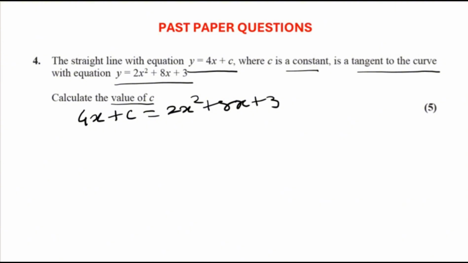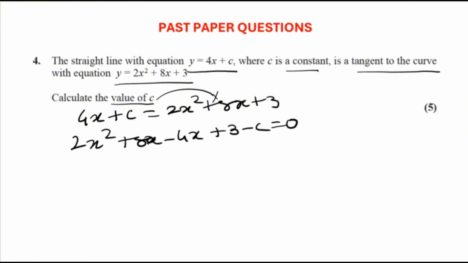Try to simplify it. So I am moving 4x and c to the other side. So 2x squared plus 8x minus 4x plus 3 minus c is equal to 0.